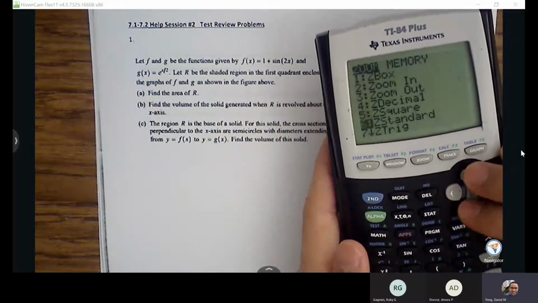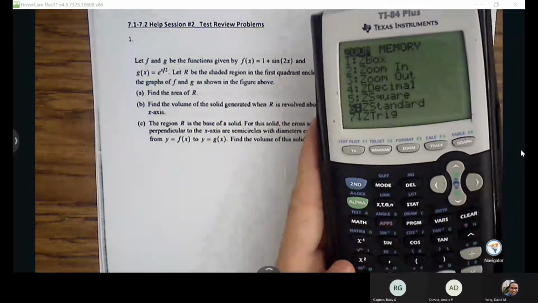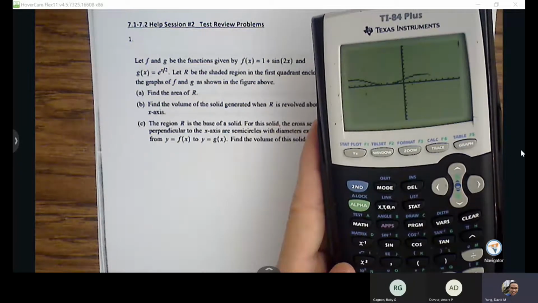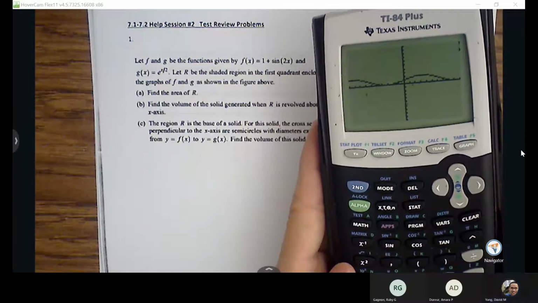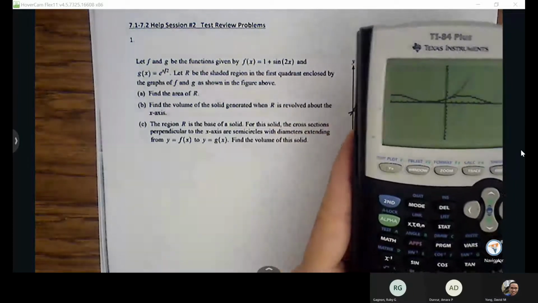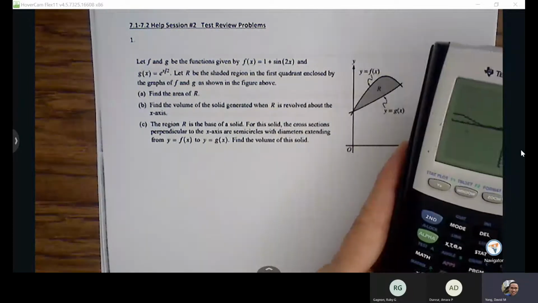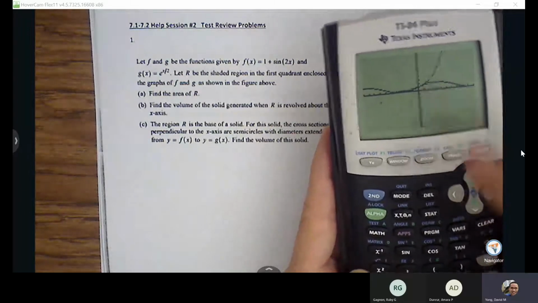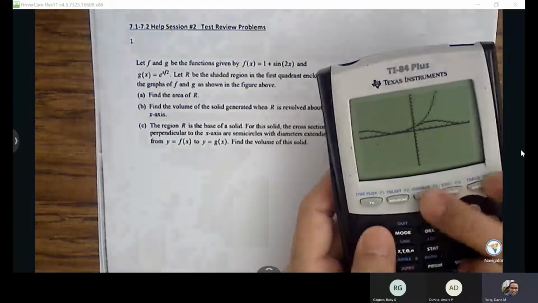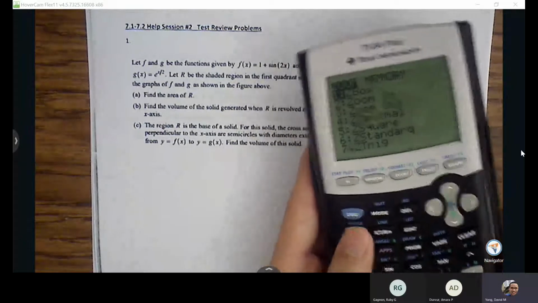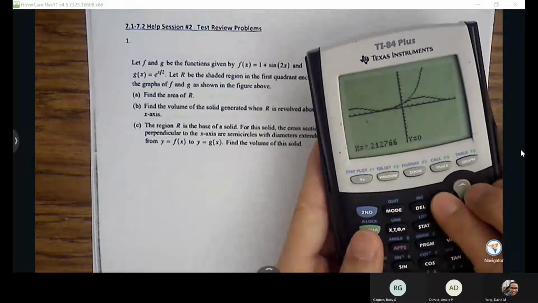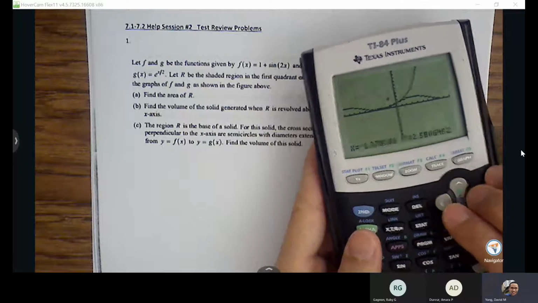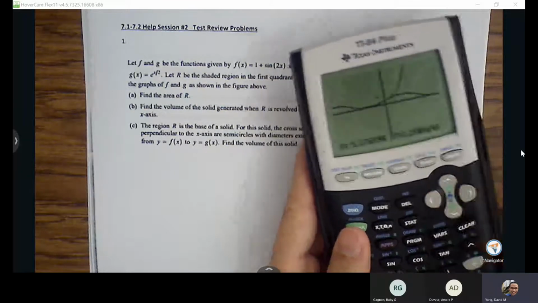Zoom 6 just so I can get some idea as to what this graph is going to look like. Right, so it's a really, really tiny region in here. I'm going to use Zoombox, Zoom 1, to zero in on that little region there.